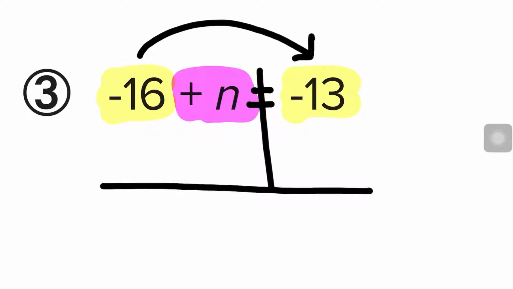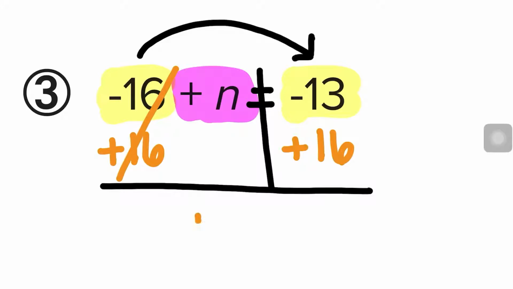So if I have negative 16, then the inverse operation is plus 16. And I have to do the same thing for the other side. That is going to give us a constant of 0, and we're going to bring down our variable, which is letter n, equals. Now negative 13 plus 16, well, they have opposite signs, so I'm going to subtract and keep the largest sign, 3. n equals 3.